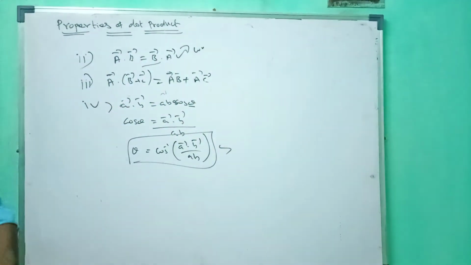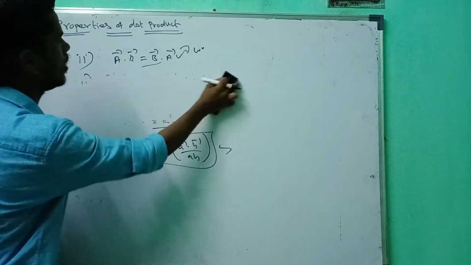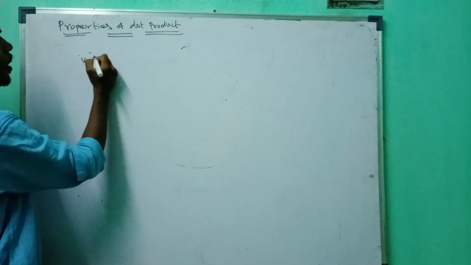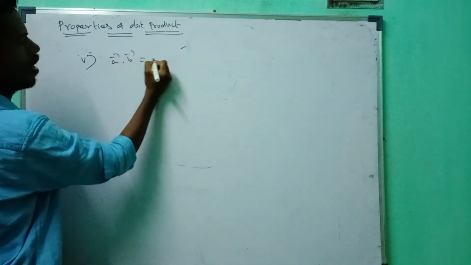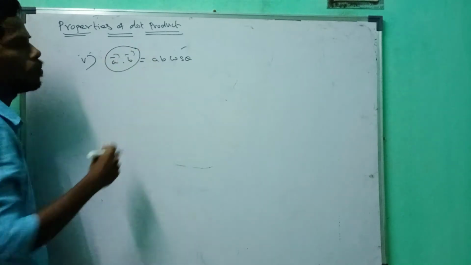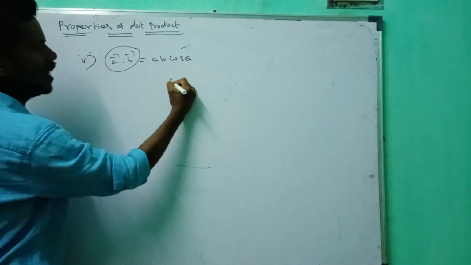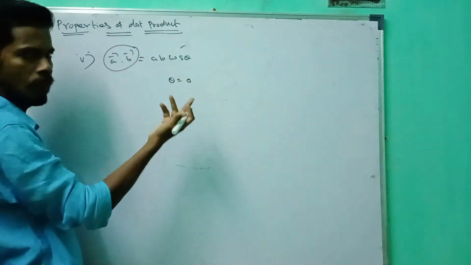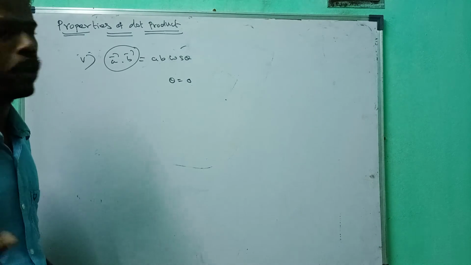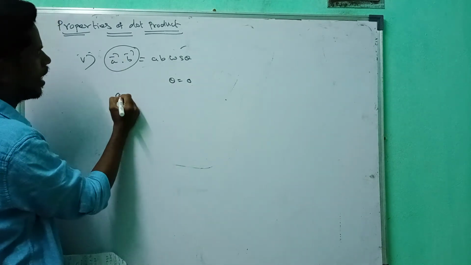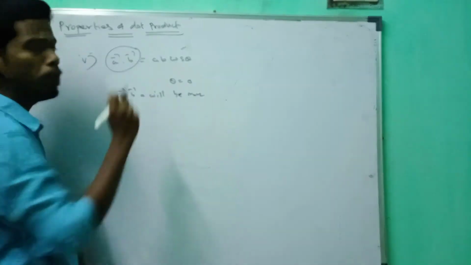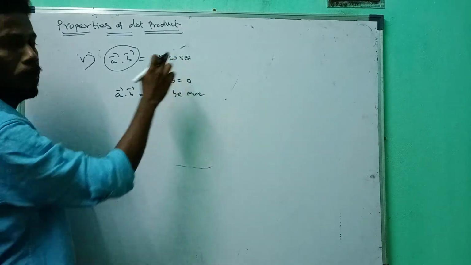And fifth point, it is very easy. Fifth point, I mean fifth property. What is the fifth property? A vector dot B vector equals AB cos theta. You know very well, when will A vector dot B vector be maximum? When theta is 0, it will be maximum. Cos 0 only gets the maximum value. So when theta is 0, A vector dot B vector will be maximum. When will it be minimum, the theta will be 90.